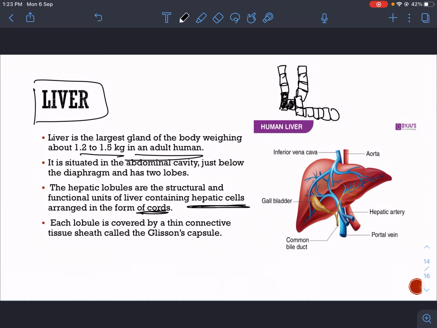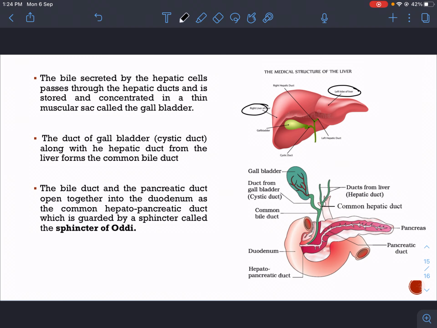Each lobule is covered by a thin connective tissue sheath known as Glisson's capsule. So a thin sheath is present over this lobule, and the same goes for the left and right lobule. The bile is secreted by the hepatic cells. The bile juice, we say, is secreted by the hepatic cells.